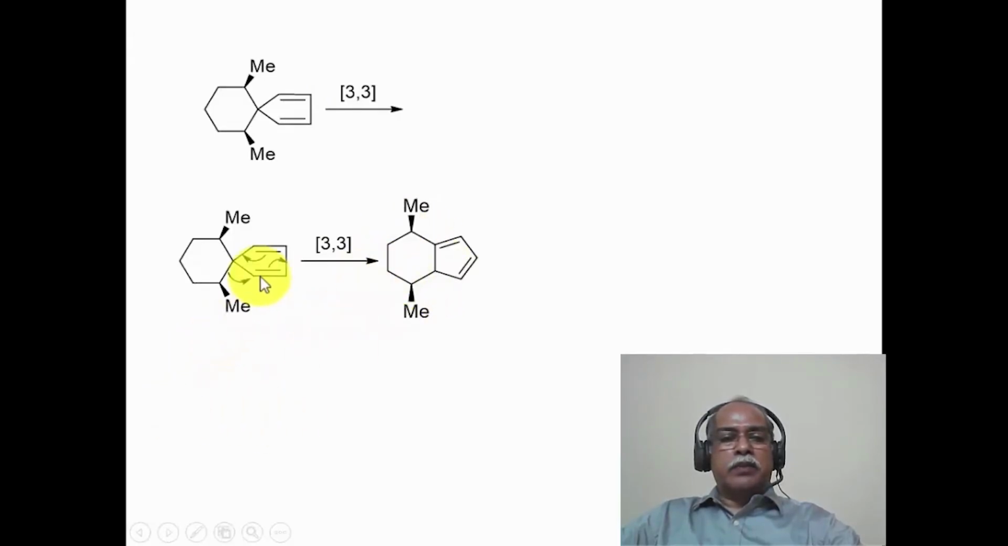The mechanism of the rearrangement is very clearly shown here. So this is a carbon-carbon bond that is breaking, and it is a suprafacial migration.